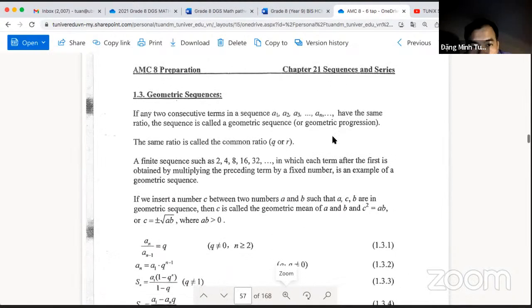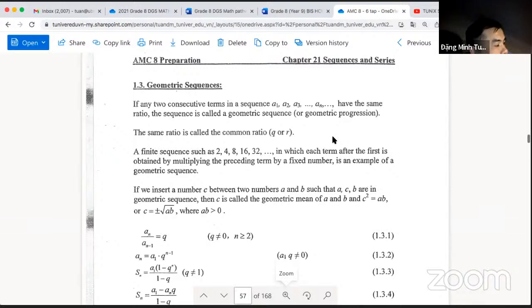Now, the next one, the second concept. That kind of sequence is called a geometric sequence. Similarly, you take any consecutive terms of the sequence, A1, A2, A3, up to AN, that have the same ratio. Before we had the same difference, here with the same ratio. So that's called a geometric sequence or geometric progression.